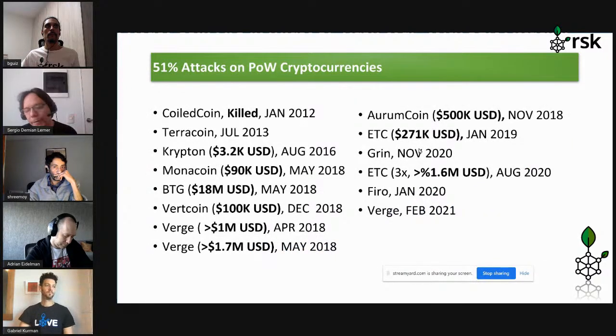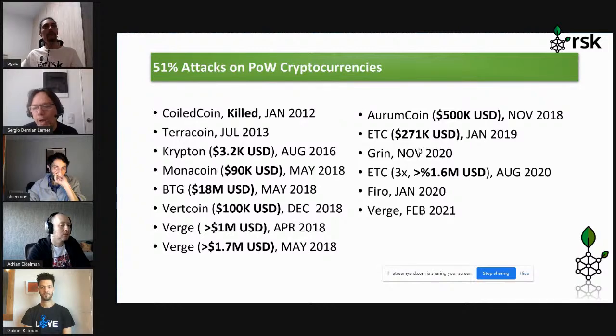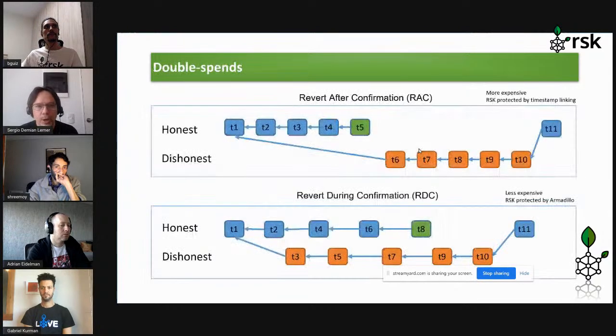Okay, so why are 51% attacks important? Because there have been 51% attacks on a lot of blockchains from 2012 to nowadays. So we want RSK to be strong, to have several layers of security protecting from 51% attacks.